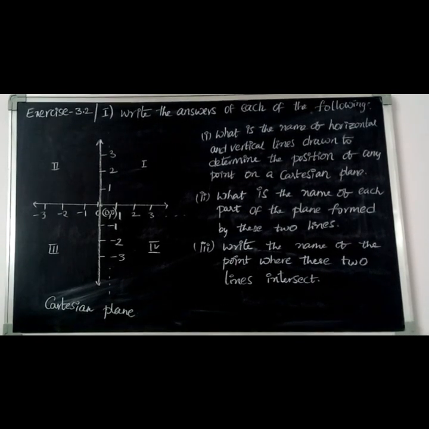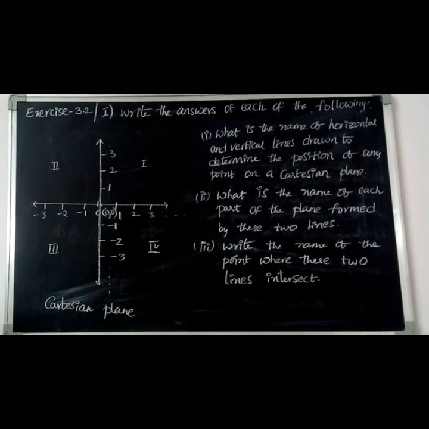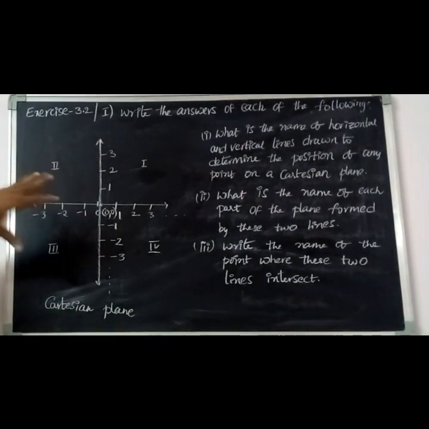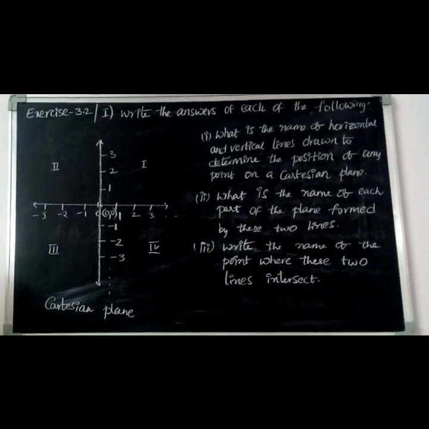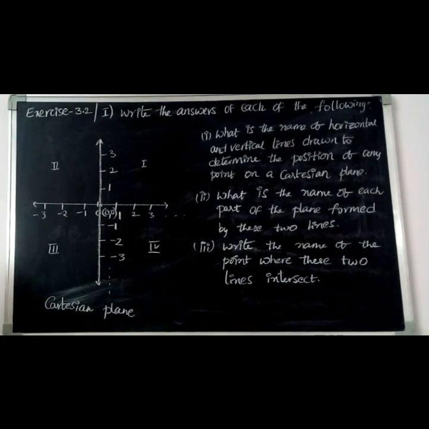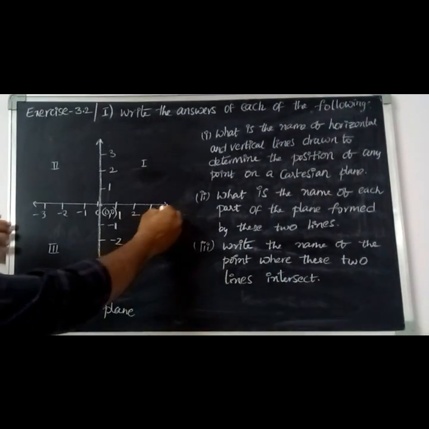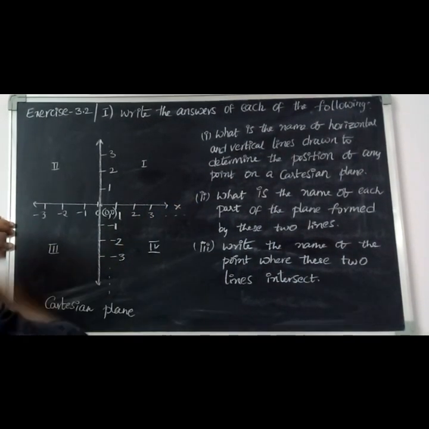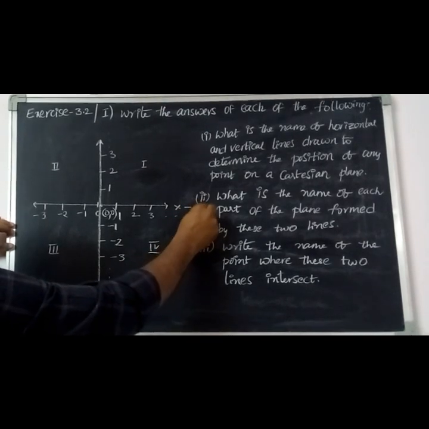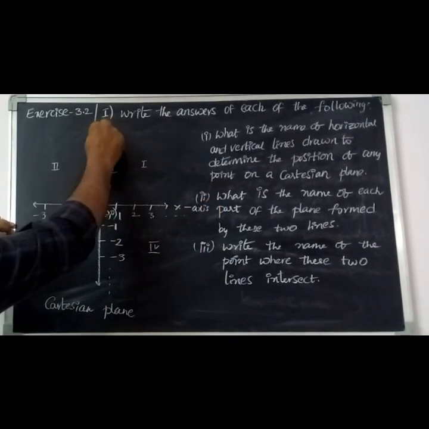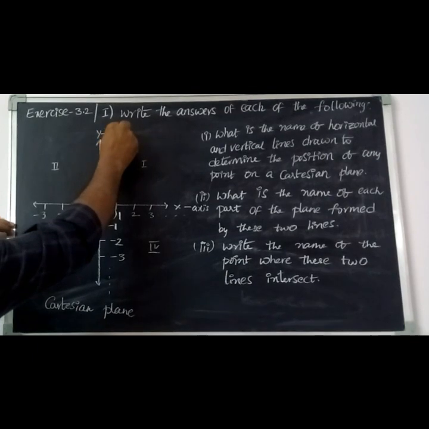So now coming to the topic, in our first question: what is the name of the horizontal and vertical lines drawn to determine the position of any point on a Cartesian plane? To represent any point on this Cartesian plane, we need two lines, one horizontal and one vertical. In the Cartesian plane, the horizontal line is called the x-axis and the vertical line is called the y-axis.